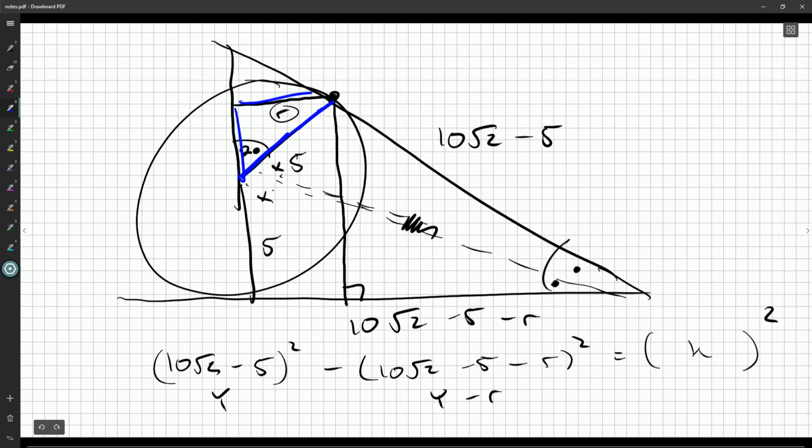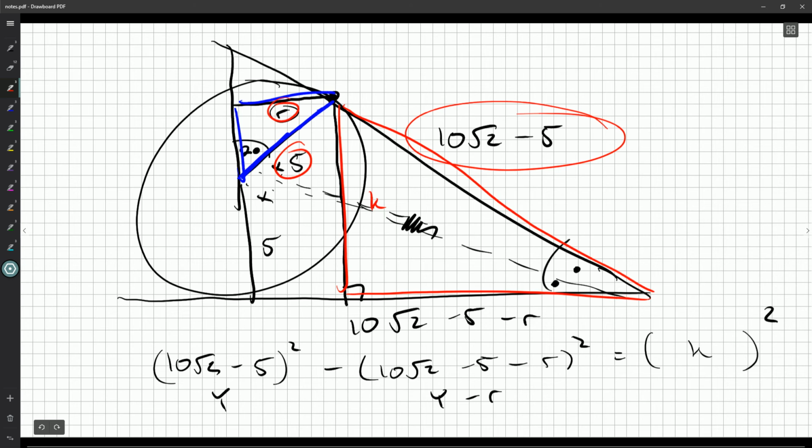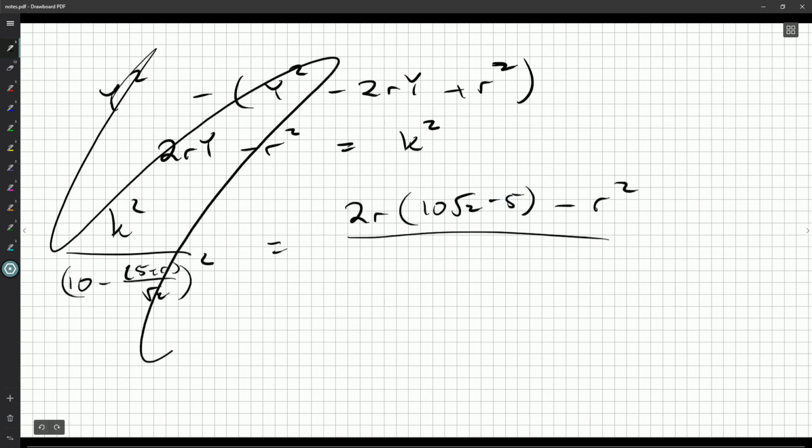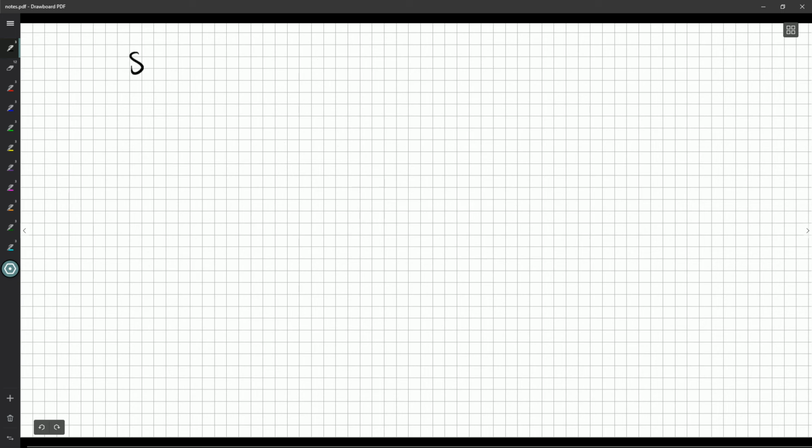So this triangle here is similar to this triangle here. So 5 is to R what K is to 10 root 2 minus 5. And that R would maximize the height that we want. So just ignore all that. 5 over R is the same as 10 root 2 minus 5 over K.